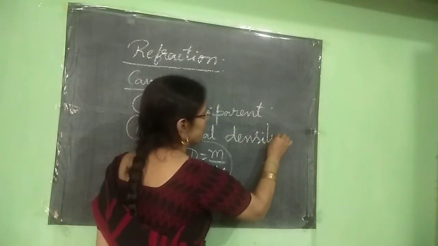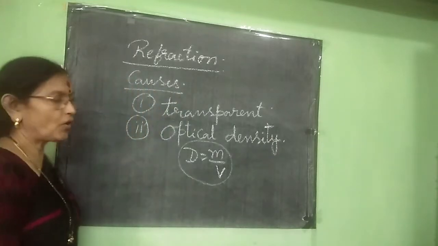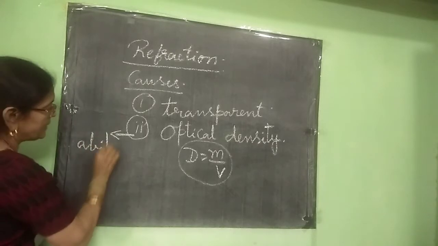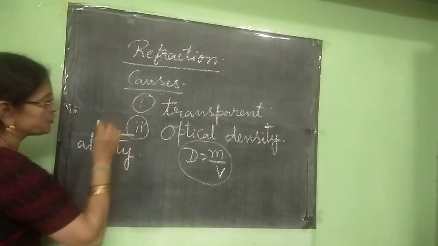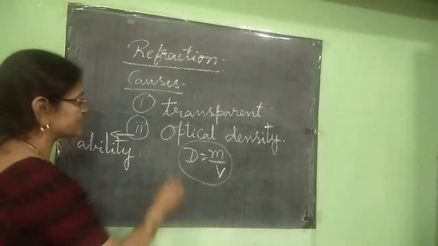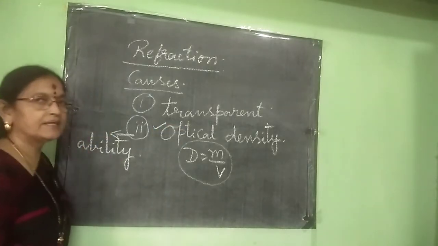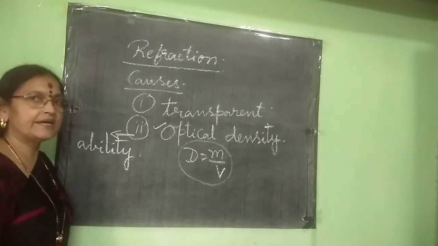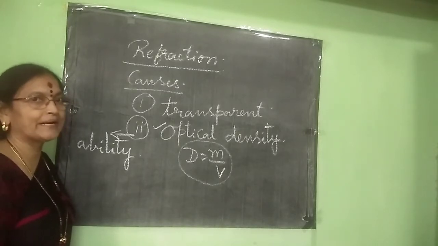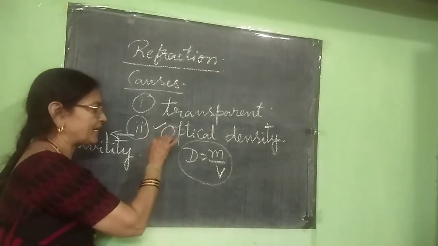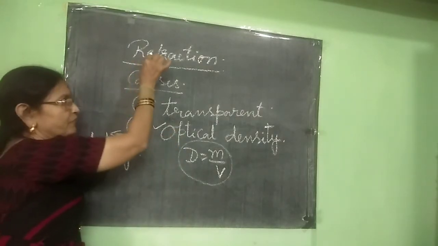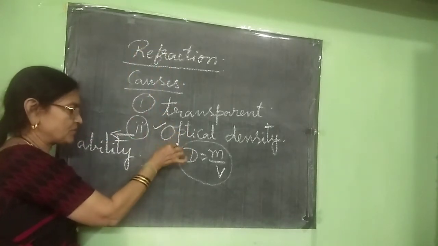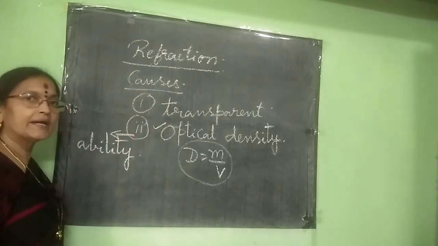What is meant by optical density? Optical density is nothing but the ability of any medium to refract light. The amount of light, how much it is refracting in that medium, that is its ability to do work. So the work this optical medium is doing is undergoing the phenomenon of refraction. What is its ability? That is known as its optical density.